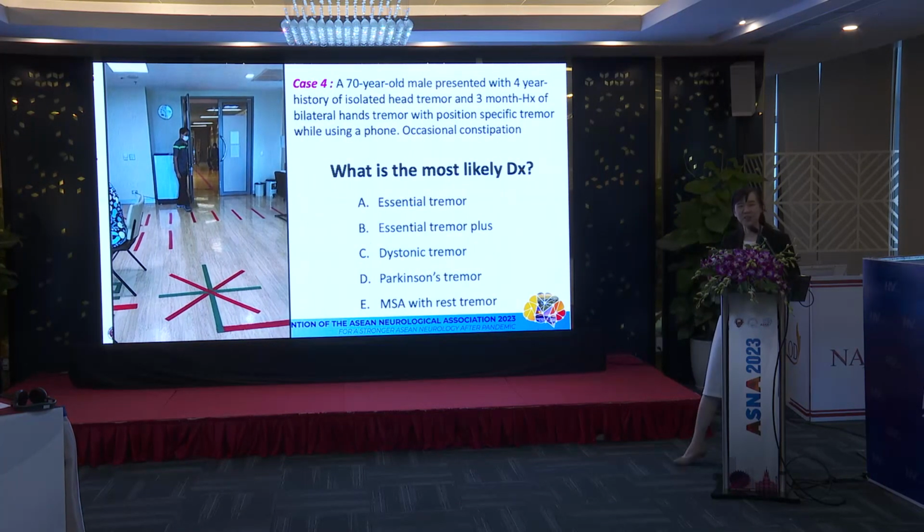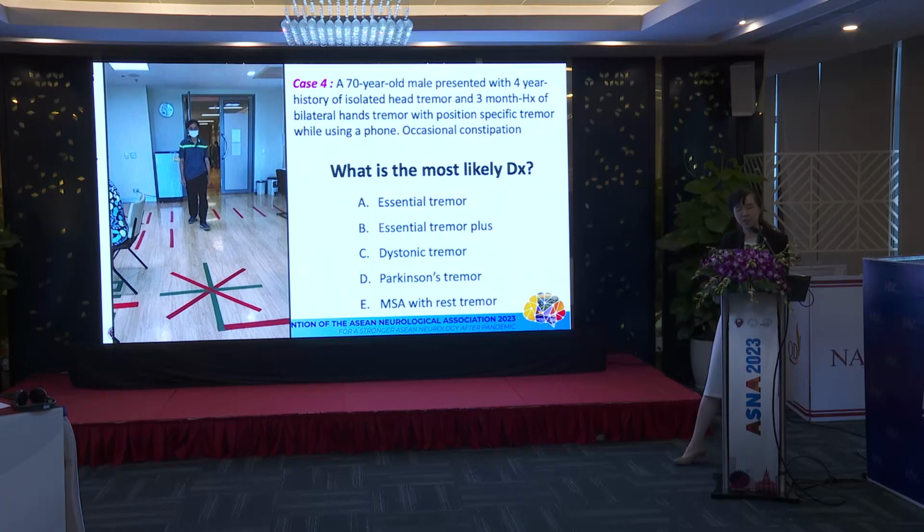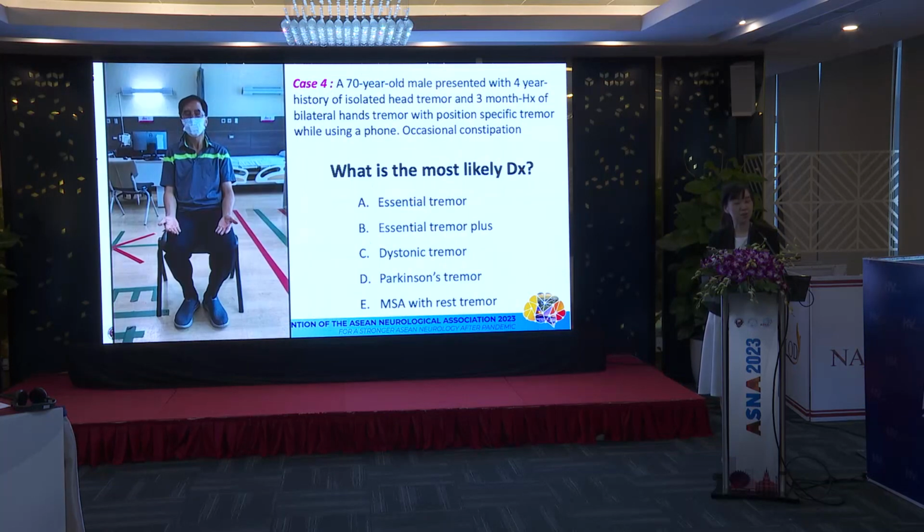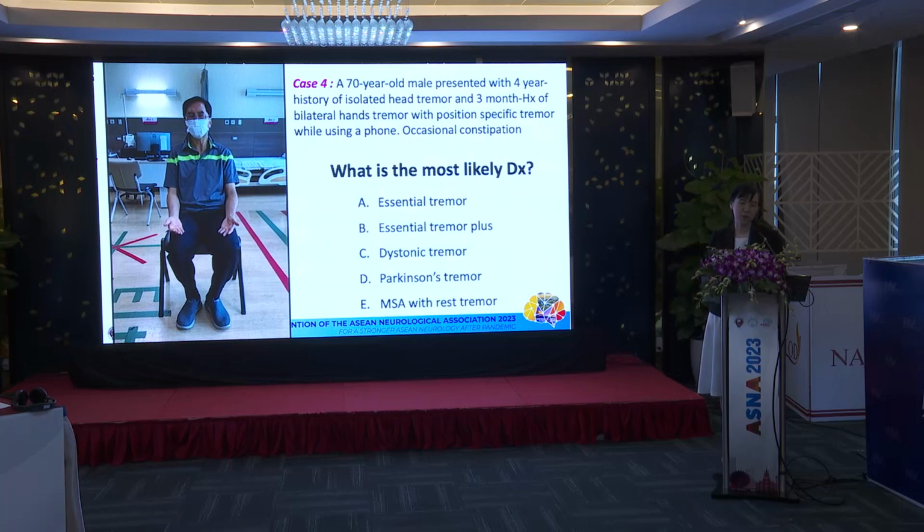I think this is a little bit controversial, right? Because he has head tremor at the very first. So do you think this is ET plus, dystonic tremor, or Parkinsonian tremor? In my opinion, because he has rest tremor and also re-emerging tremor with questionable or subtle signs of Parkinsonism, I might think about Parkinson tremor.